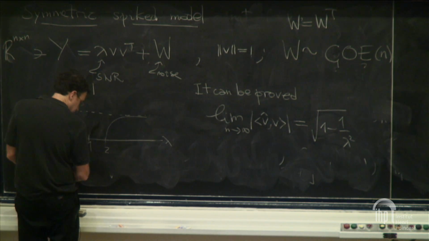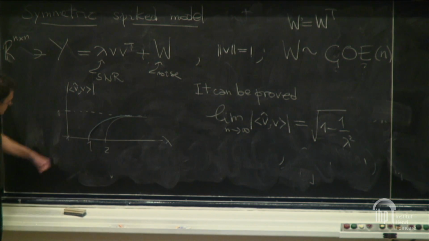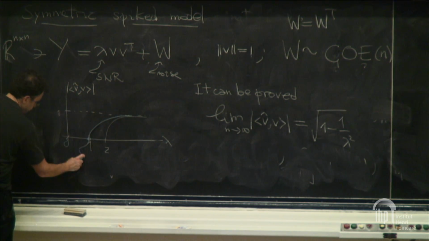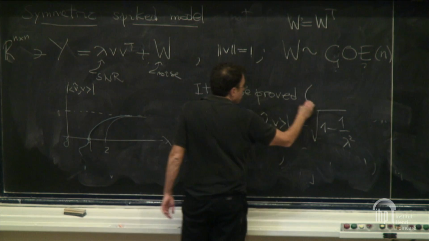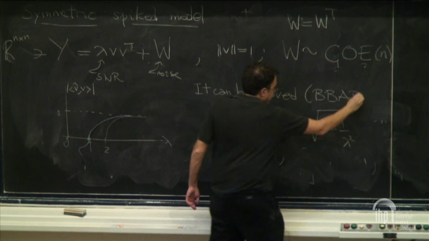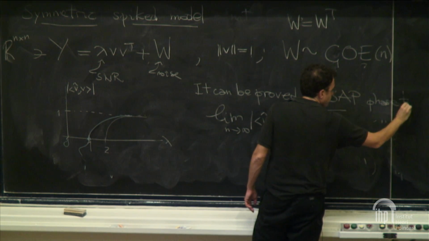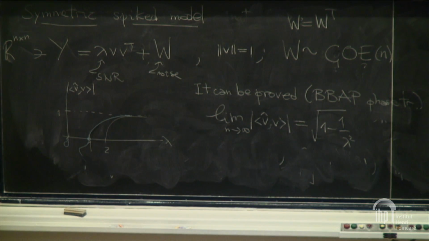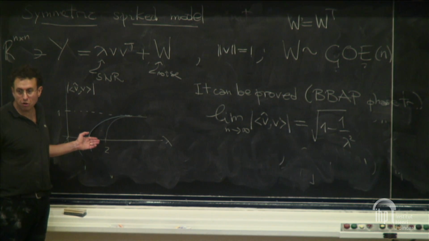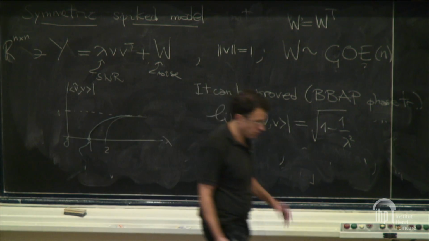Okay, let me write it in a different color. So it has a phase transition at lambda equal 1 that is known as the BBP phase transition. This is for the initials of Baik, Ben Arous, and Péché, who first found it. They used some random matrix theory to compute this, but basically we obtained up to constants the same behavior, which is nice given that we did it in 10 minutes and without thinking really hard.